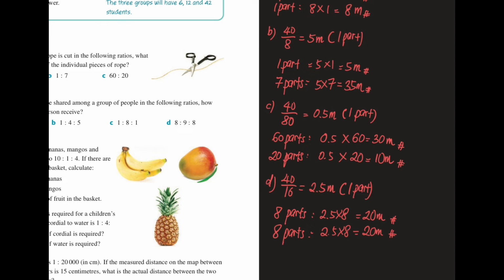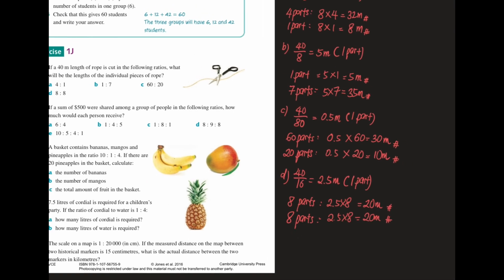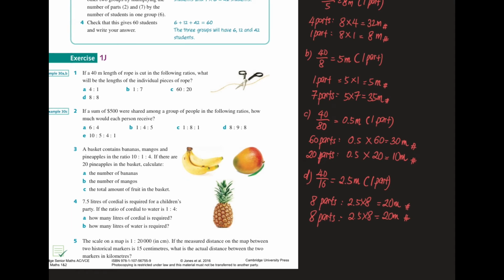So we get the answers. This is for question 1. Okay, and now let's see question 2. Question 2. If a sum of $500 were shared among a group of people in the following ratios, how much would each person receive?